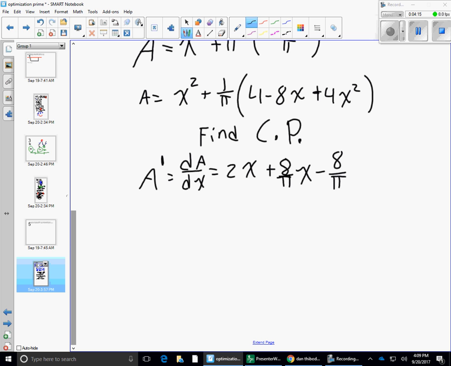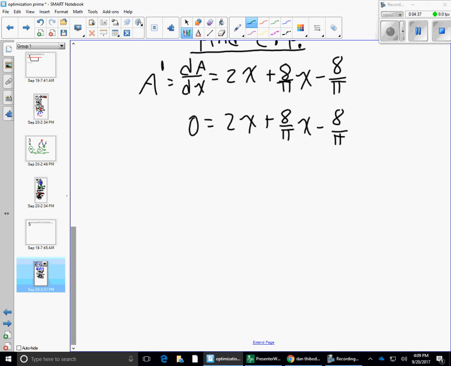And we want to set this equal to 0. So setting this function equal to 0 finds our critical points, which is what we're doing. We're finding our critical points. So let's say 0 equals 2x plus 8 over pi x minus 8 over pi. Well, at the same time here, we can solve for x. Again, I'm going to skip some steps. Pause the video and try it yourself if you'd like to see these steps.